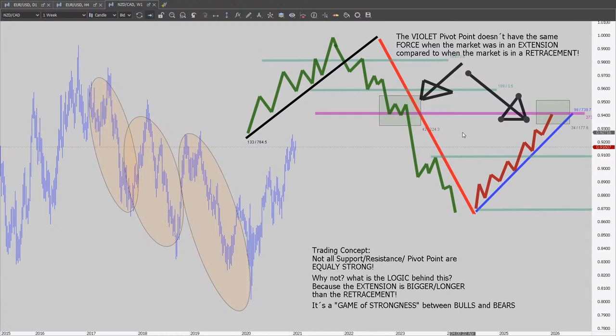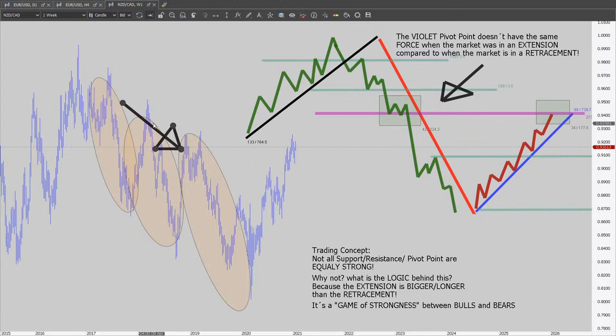So if you learn today that not all pivot points are equally strong, and that when a retracement comes, in this example a down retracement, it could be an up retracement on a different currency pair, and you understand that the pivot points and support resistance are stronger there, then you are doing great. Congratulations to you. So moving forward, next question.